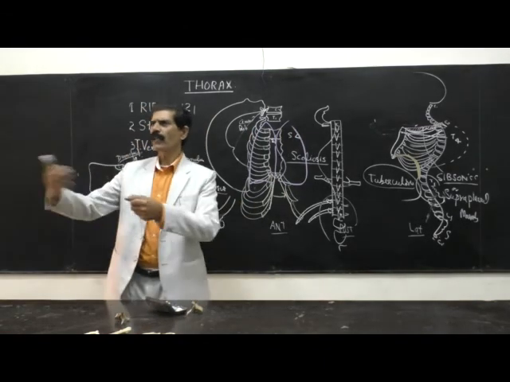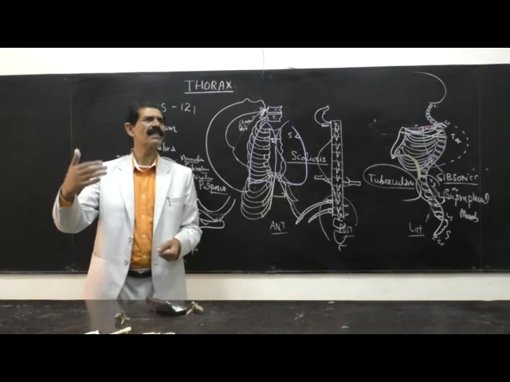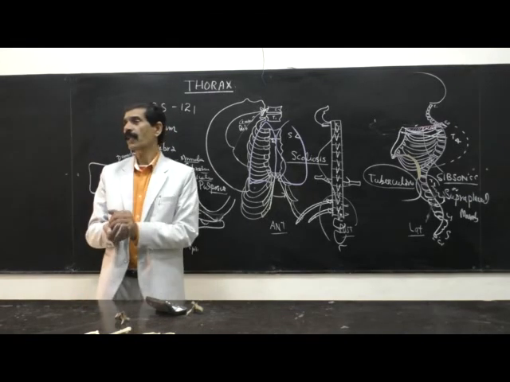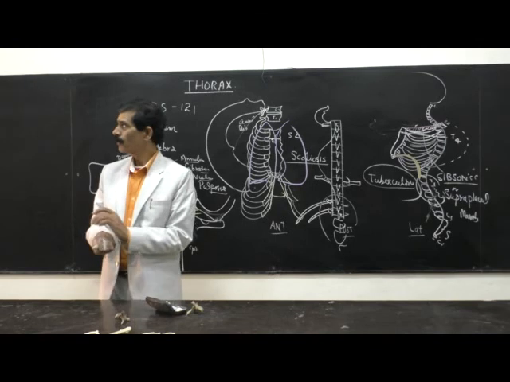As you will explore the thorax, you will add to this list. About 12 things occur at this level. The rest we will do next time.